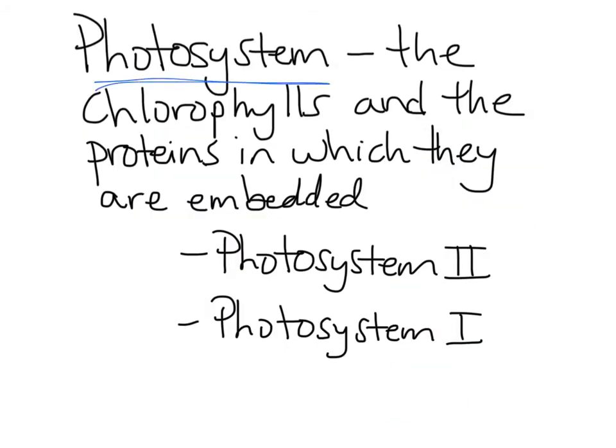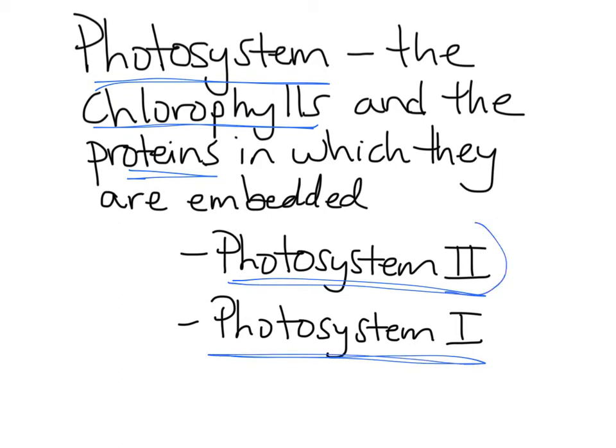There are two different photosystems. These are the chlorophylls and their proteins in which they're embedded. Chlorophyll, again, being the pigment that absorbs sunlight. They are photosystem 2 and photosystem 1. And we say 2 before 1 because in sort of looking at it linearly, it comes before 1.